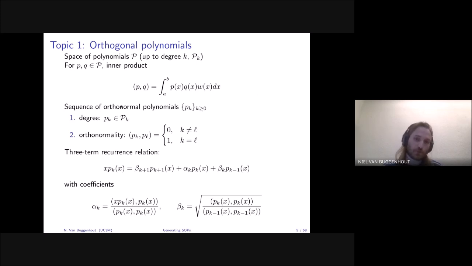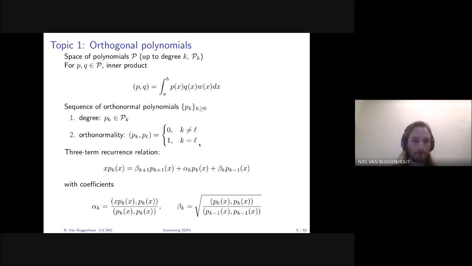Such a sequence of orthogonal polynomials with respect to this inner product will be a sequence of polynomials p_k, starting from 0, and they have to have exact degree k. That's the first condition. The second condition is orthonormality with respect to this inner product, so that if you plug in p_k and p_l, you get 0 if k is not equal to l, and 1 if k is equal to l. We take orthonormality because the connection to these matrix problems links much more easily with the more common algorithms in numerical linear algebra for the problems that we will see.